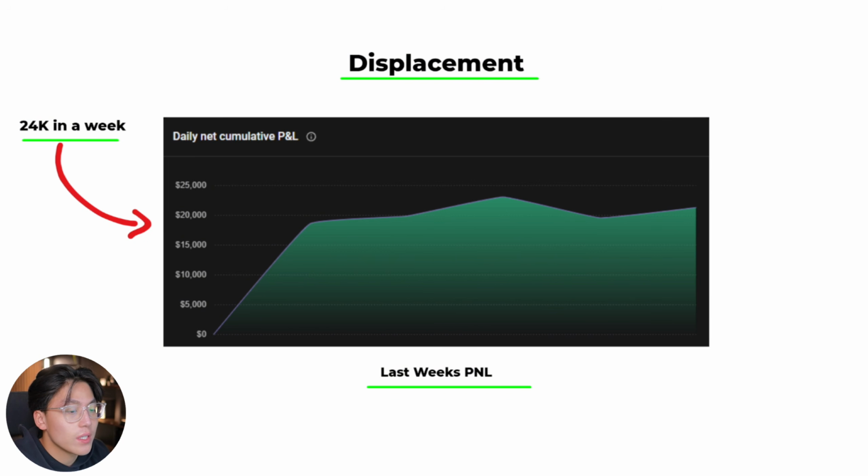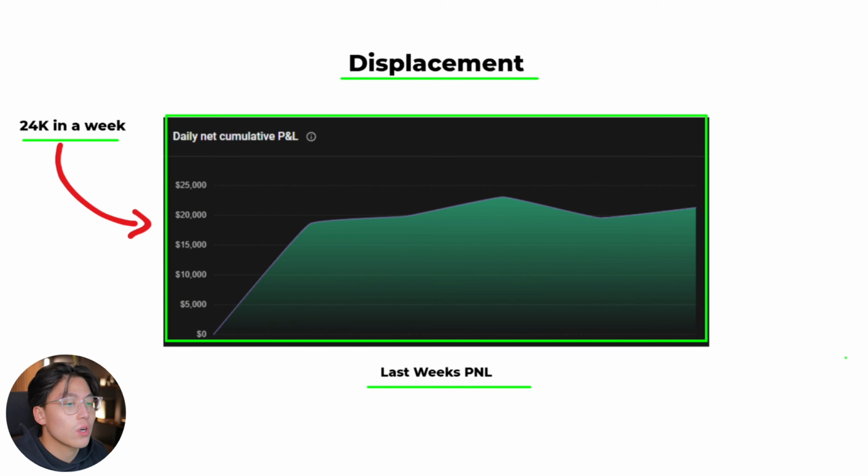This is my last week's P&L. And as you can see on this graph here, I ended up making over $24,000. As always, these results aren't typical. I lost for years in the markets until I was able to find a system and proper edge in the markets to have results like this.